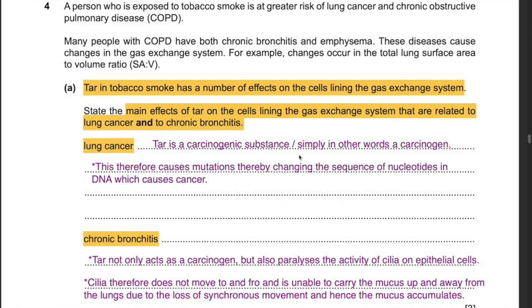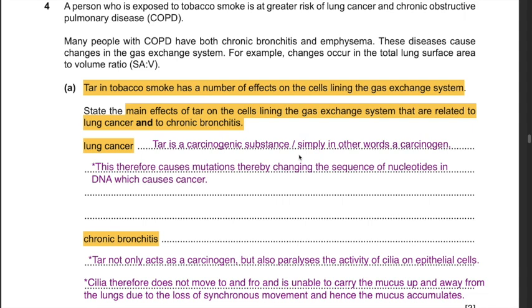Question 4. A person who is exposed to tobacco smoke is at greater risk of lung cancer and chronic obstructive pulmonary disease. Many people with chronic obstructive pulmonary disease have both chronic bronchitis and emphysema. These diseases cause changes in the gas exchange system. For example, changes occur in the total lung surface area to volume ratio.